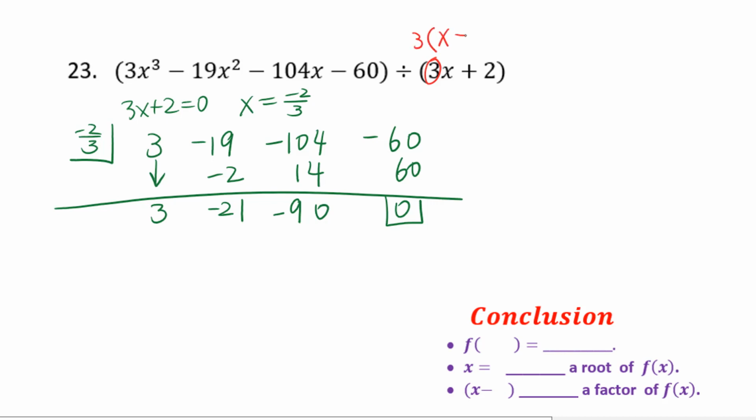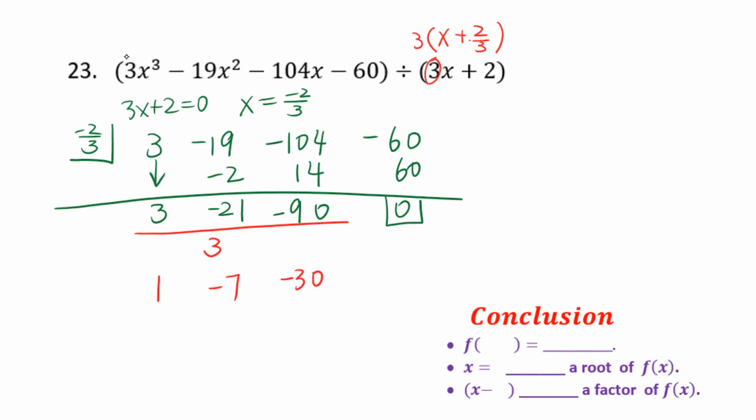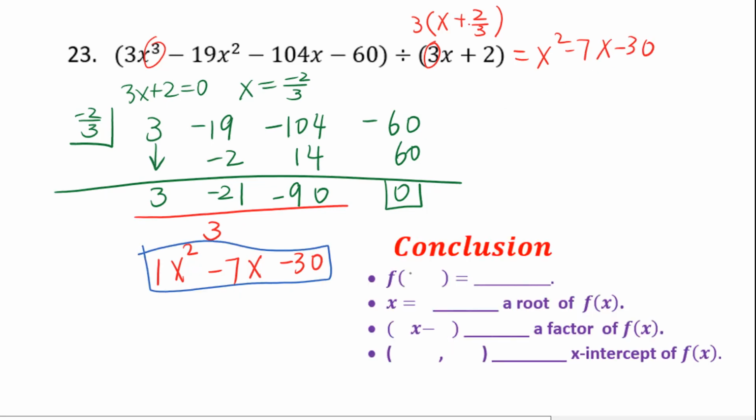We get x plus 2 over 3. Then we divide it by 3. 1, negative 7, negative 30. Drop down 1 degree, x third power, x squared, x, minus 30. So your answer will be x squared minus 7x minus 30.